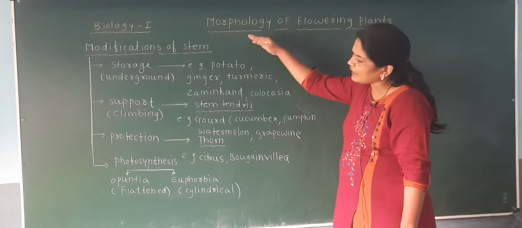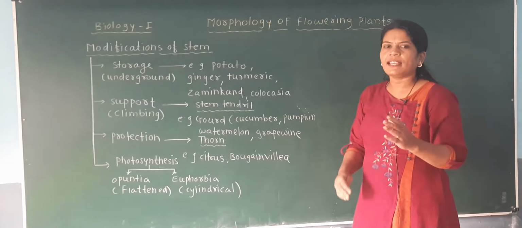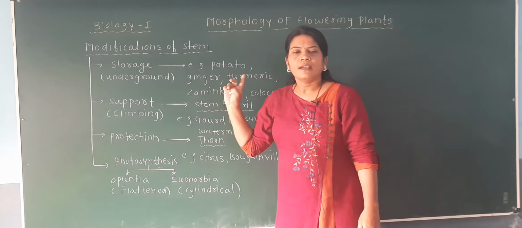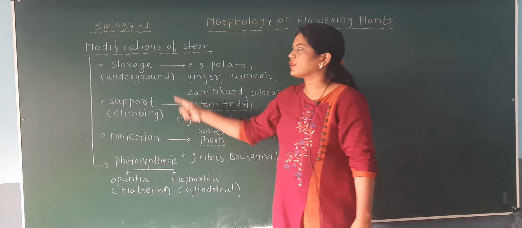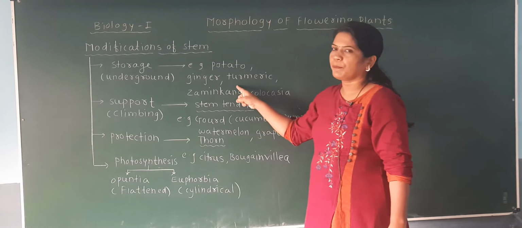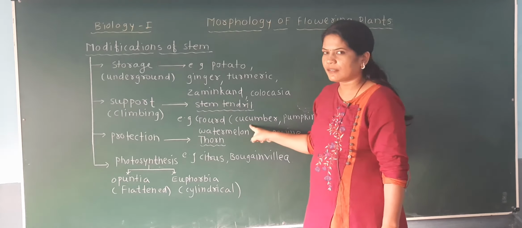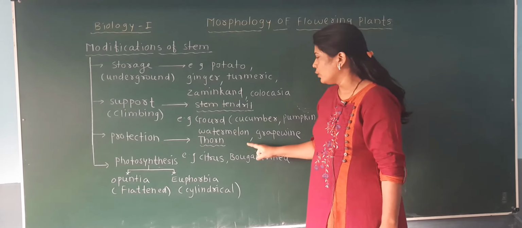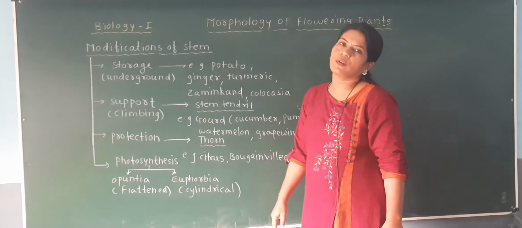We'll discuss in detail all this modification of the stem, but students, again remember here that you have to remember the examples. How? For example, for storage of food, these examples. For the support of the plant, of the stem, these stem tendril examples. For protection to the plant, these two examples. One is called citrus and the other one is called bougainvillea.